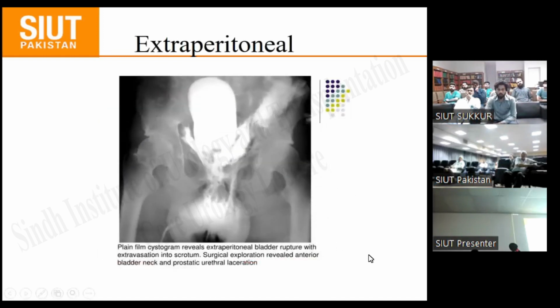Now this is again a picture of an extraperitoneal bladder rupture. Here we can also see that the contrast is extravasated into the scrotum downwards here. And in the upper aspect, this is a flame-shaped collection as we were just seeing. So this is an extraperitoneal injury.